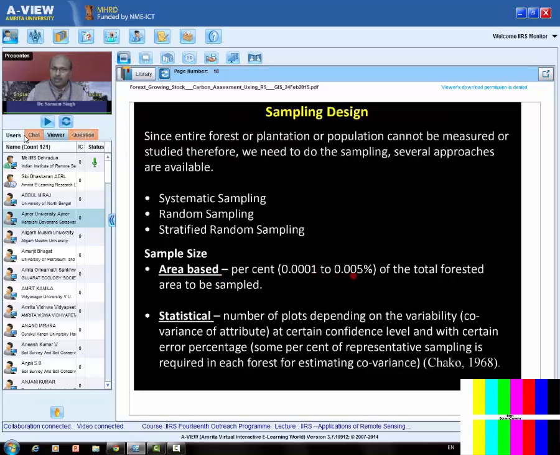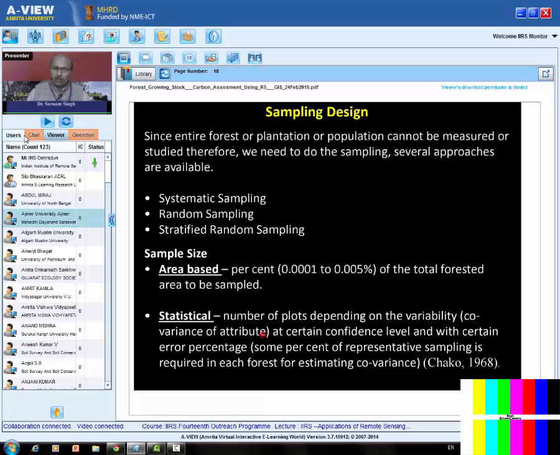It can be a percentage, maybe I want to have 0.001%, or 2.05%, depending upon the time, money and all that is available. There is a possibility to do that statistically also. If we know the variance, covariance, and the confidence level, it is possible to find out statistically how many sample plots we need to lay down in the field. So any of these methods can be used, whichever is suitable to you.